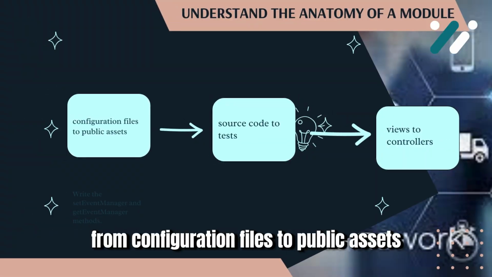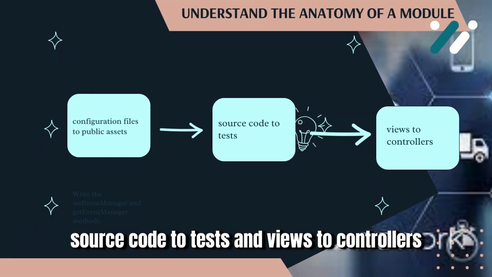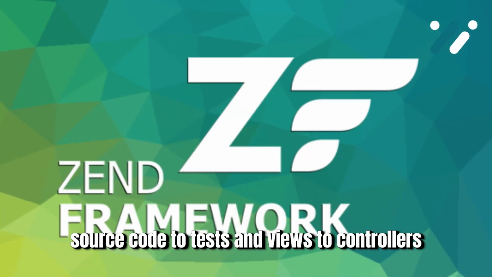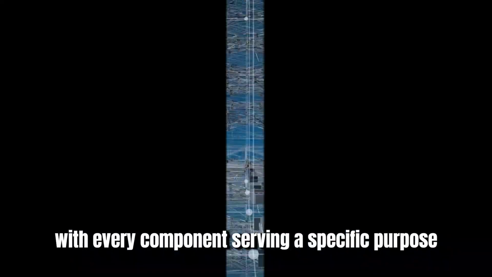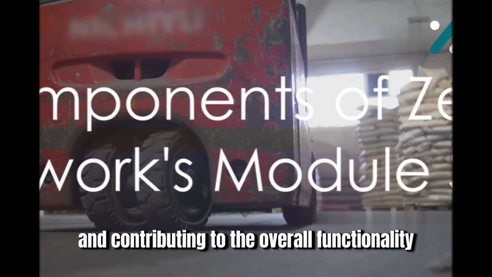From configuration files to public assets, source code to tests, and views to controllers, the structure is akin to a well-organized city, with every component serving a specific purpose and contributing to the overall functionality.